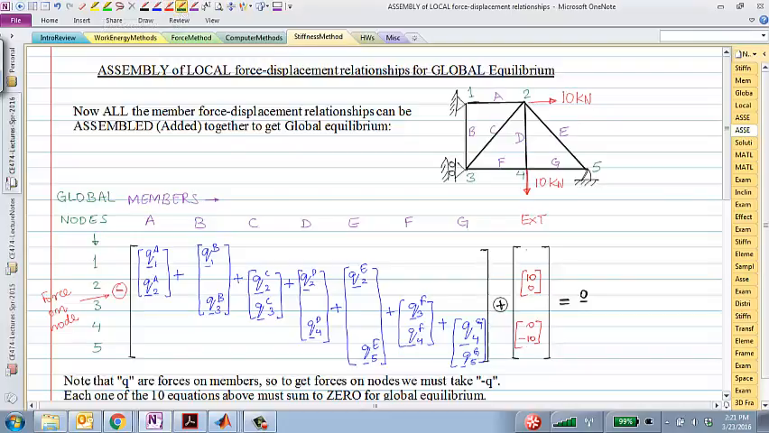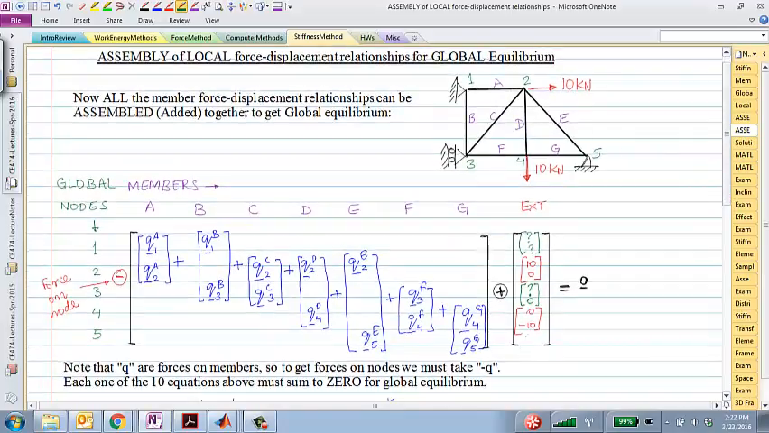So at 1, x and y are the unknown reactions that I'm trying to find. So I'll write those as question marks because I don't know what those are. At node 2, I've already said 10 and 0. At node 3, I have an unknown reaction in 3x. So I'll write 3x, and 3y is 0. And finally, at node 5, I have two unknown reactions, 5x and 5y.